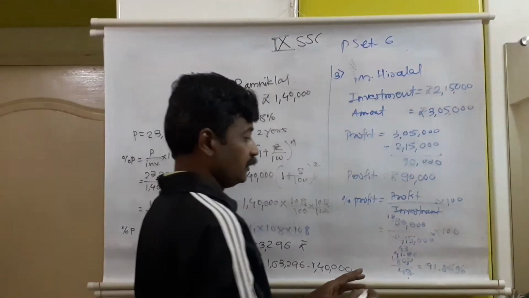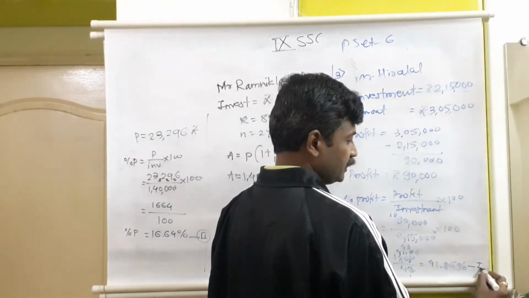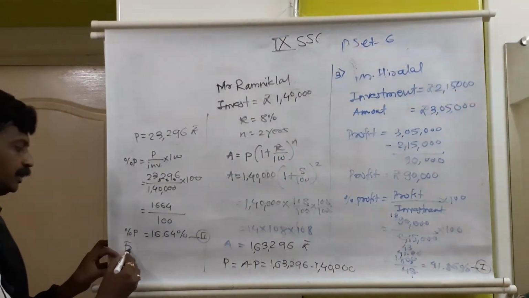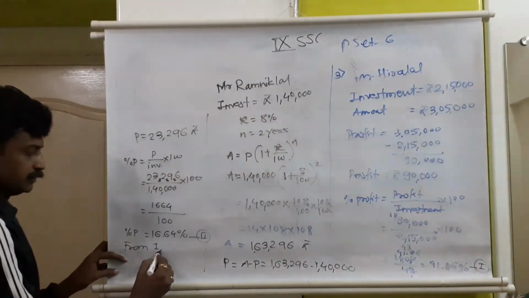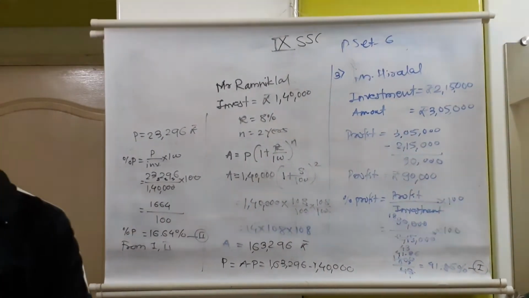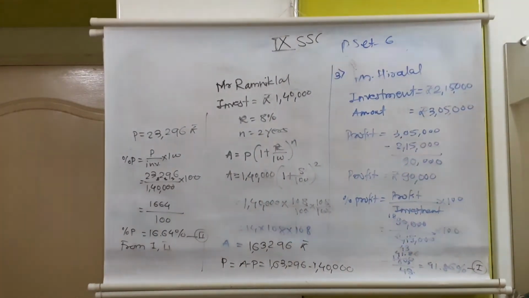And percentage profit for Mr. Hira Lal is 41.86%. We'll label it as equation number 1. From equations 1 and 2, we can come to the conclusion. Now, as the investments are different, the percentage profits are also different. We can compare their percentage profit and find out whose investment is more profitable.